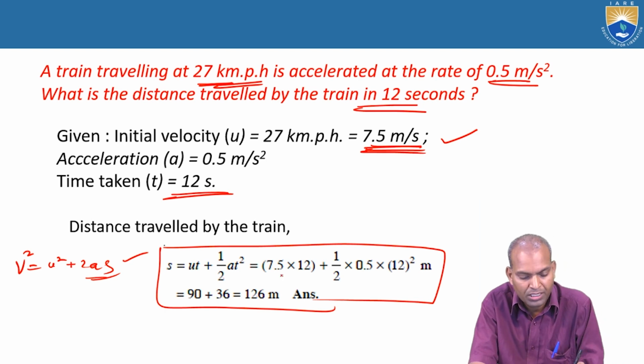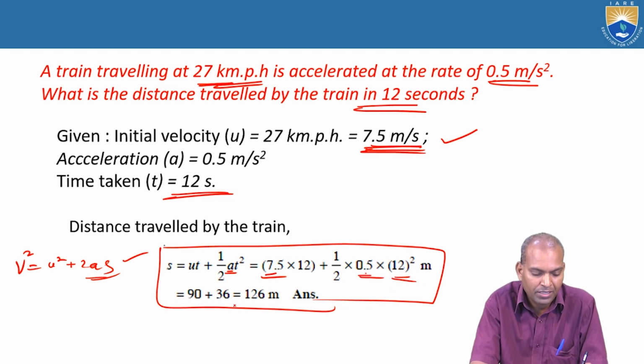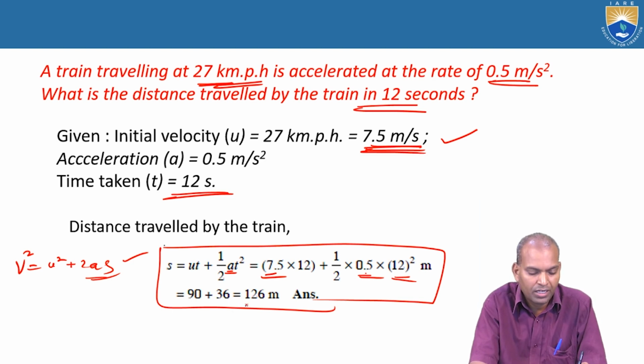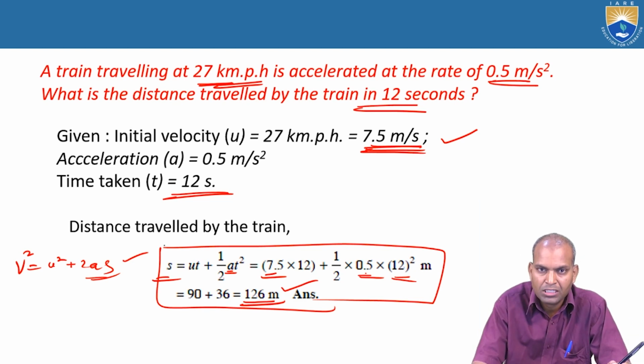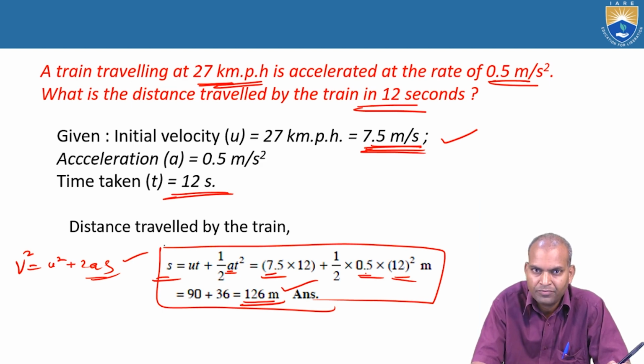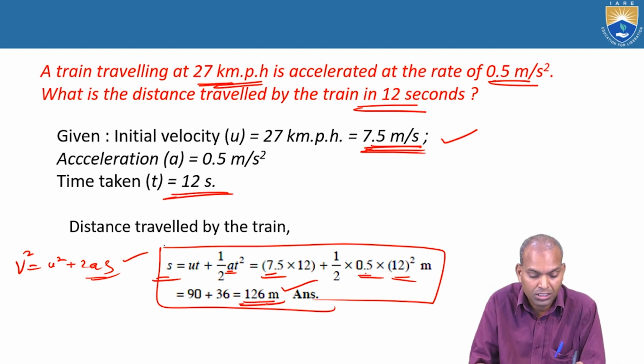Now substitute 7.5 meter per second, and the time t is 12 seconds: 7.5 times 12 plus ½ times a, the positive acceleration 0.5, times 12 squared. The obtained value is 90 plus 36, that is 126 meters. The train traveled with a speed of 27 km per hour and acceleration of 0.5 meter per square second for a time of 12 seconds. The distance traveled by the train is 126 meters.